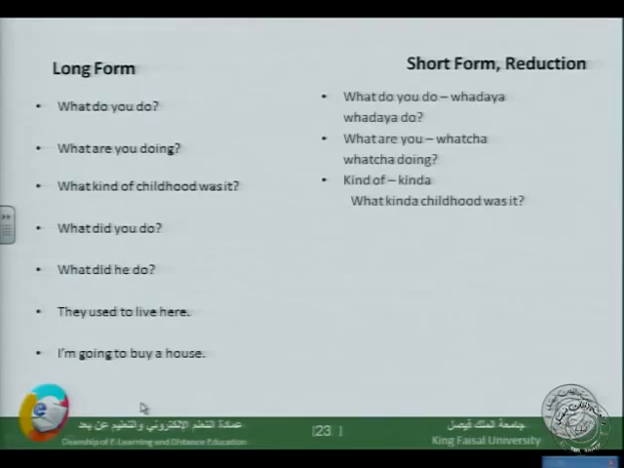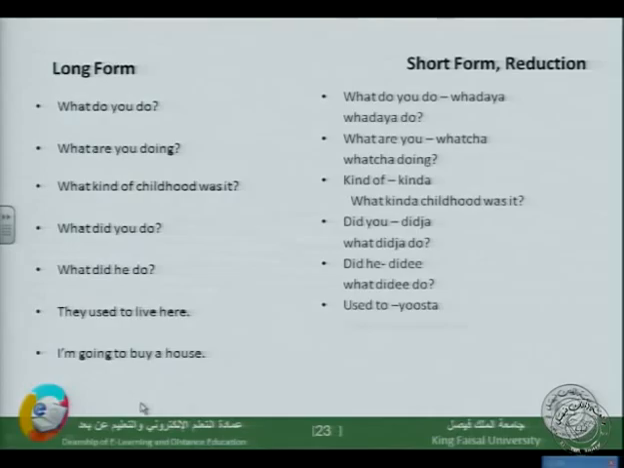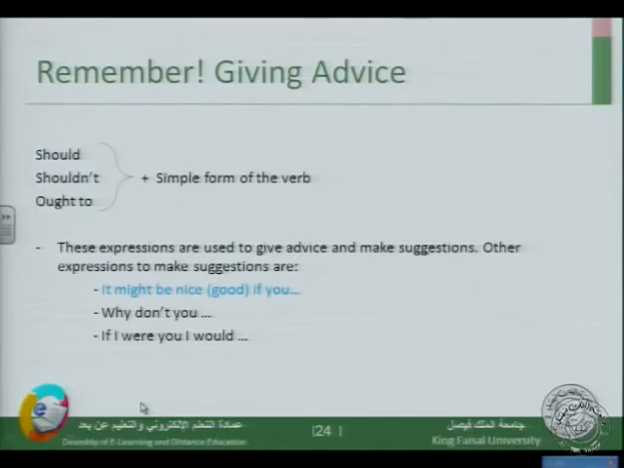What kind of childhood was it? Not was it, but wuzit. What kind of childhood was it? What did you do? What did he do? Used to? They used to live here. I'm going to buy a house. I'm gonna buy a house.